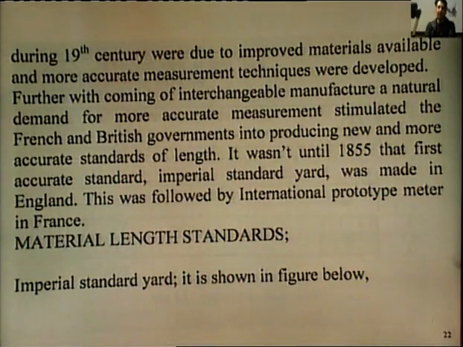Further, with the coming of interchangeable manufacture, a natural demand for more accurate measurement stimulated the French and British governments into producing new and more accurate standards of length. It wasn't until 1855 that the first accurate imperial standard yard was made in England. This was followed by the international prototype meter in France. So of these two standards, the yard is of 36 inches while the meter is of 100 centimeters.